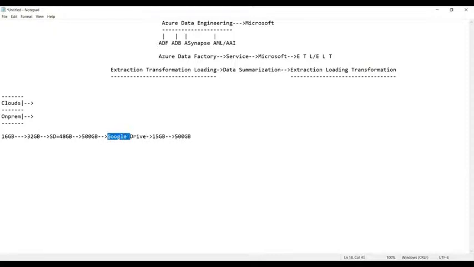So when you store the data in Google Drive, whose responsibility is your data safety? The security of your data is the responsibility of Google, so you need not worry about it. Am I right, everyone? And the second one is what?